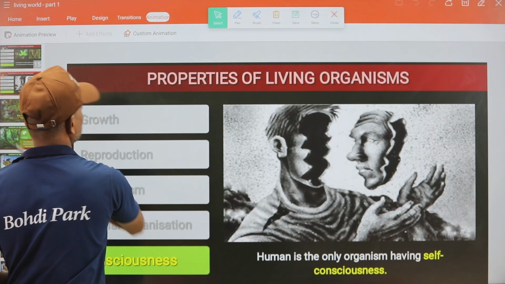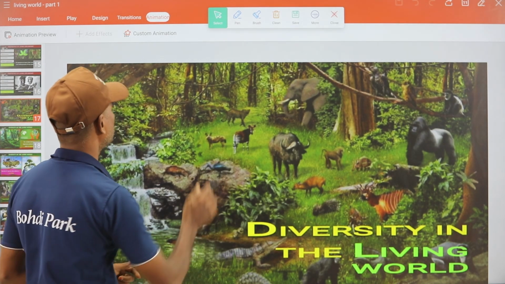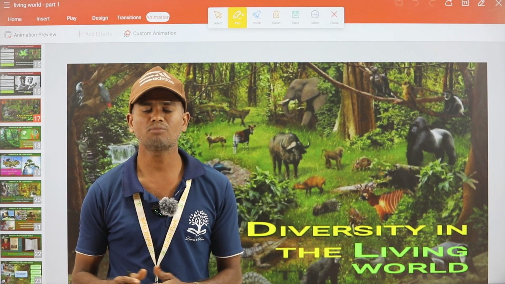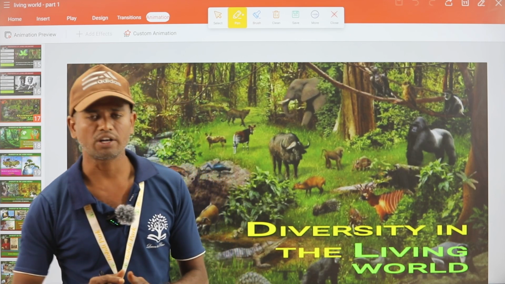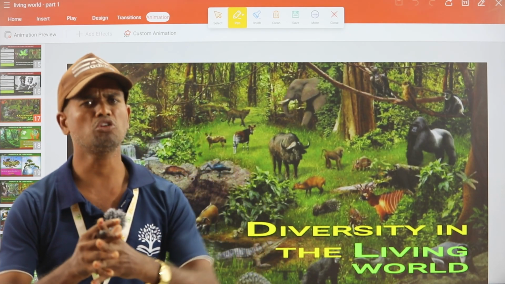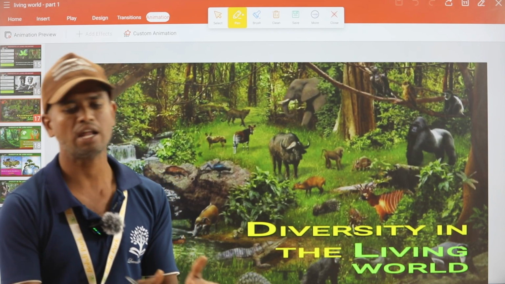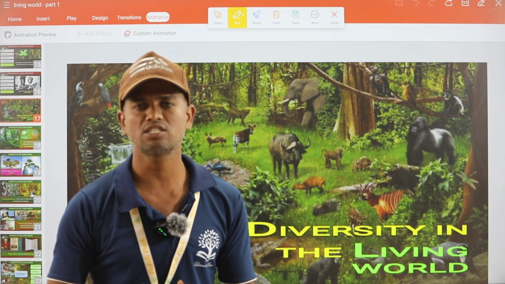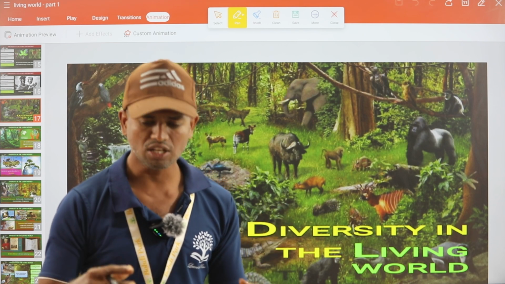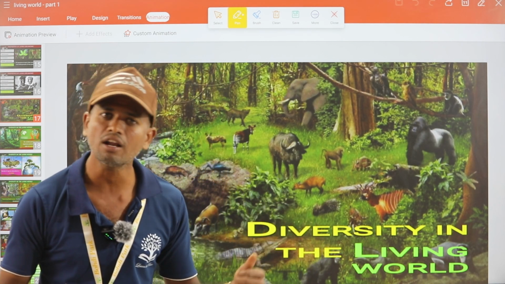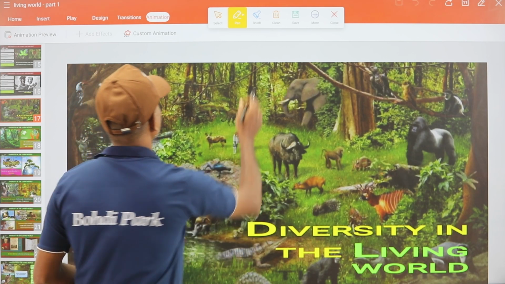So next, diversity in the living world. What is meant by biodiversity? It is nothing but the various kinds of organisms present in a particular place, that is, various types of species. It may be plants, it may be animals, whatever it may be. The huge number of organisms present or surviving in a particular place is known as diversity or biodiversity. Okay, so we will see that one.